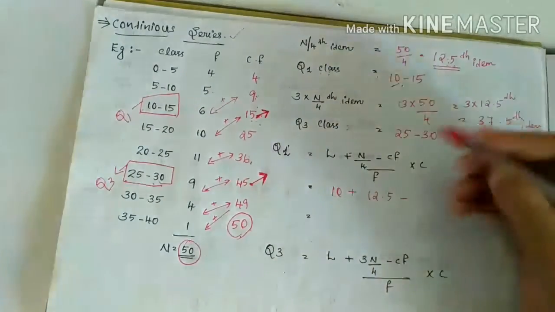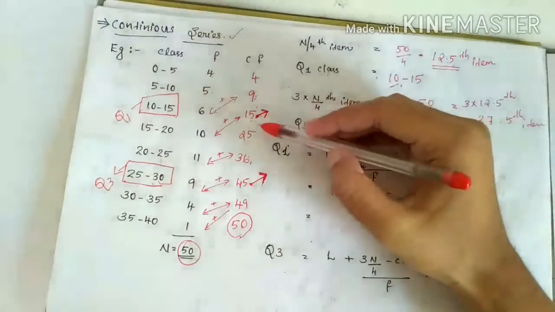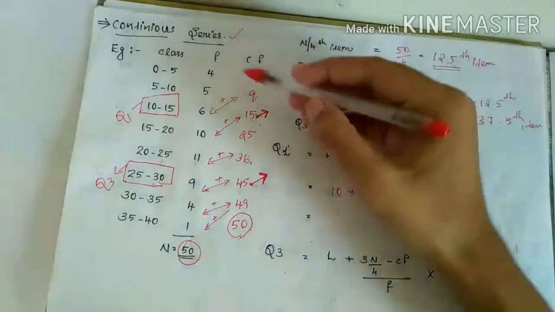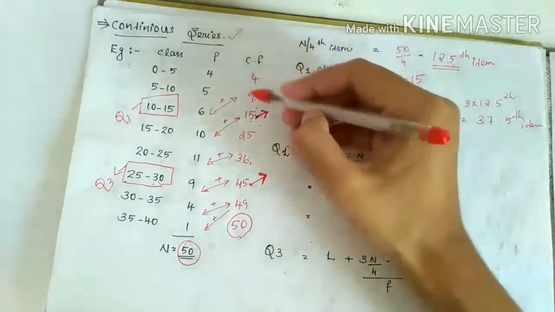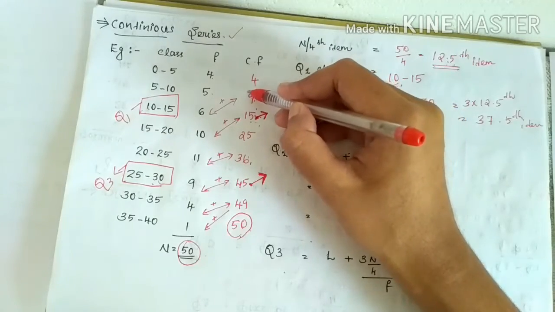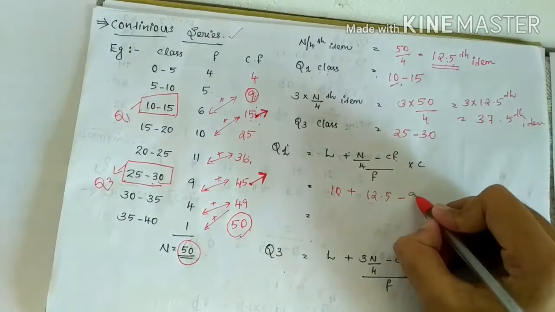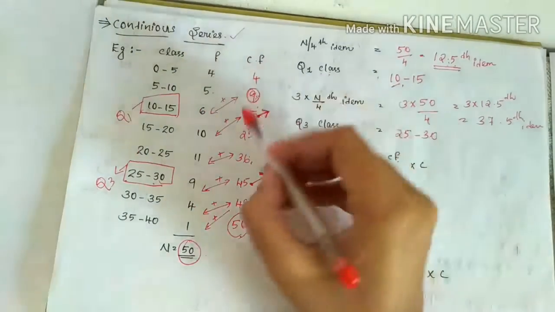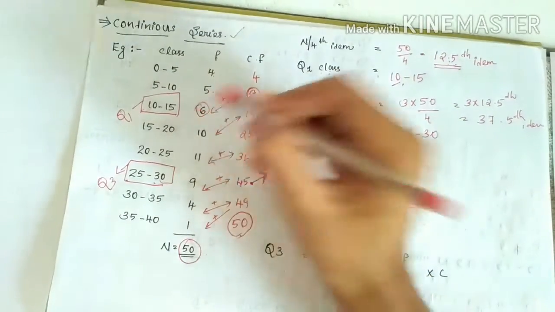12.5 minus cumulative frequency. Cumulative frequency means the cumulative frequency of the preceding quartile class. In this example, the cumulative frequency of the quartile class is 15, but the cumulative frequency of the preceding quartile class is 9. 12.5 minus 9 divided by frequency. Frequency of the quartile class is 6.